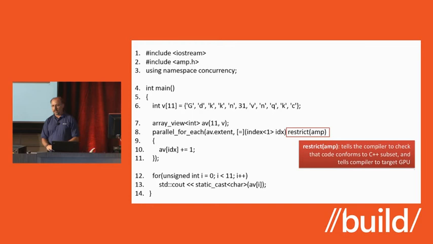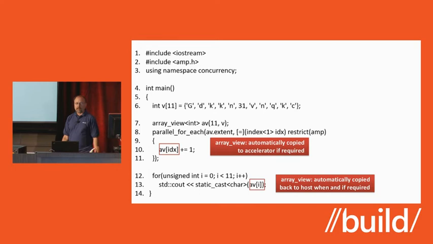So restrict(amp) restricts that loop body to a subset of the language. In particular, you may have wondered why I said int here for my array of characters, and that's because the platform we sit on top of doesn't work well with characters. So I have to use ints. If I had put char in there, I would have gotten errors from the compiler because I said restrict(amp). And this is good because you don't have to wait until you compile it and run it and get an unspecified failure or undefined behavior when you run it. You find out at compile time.